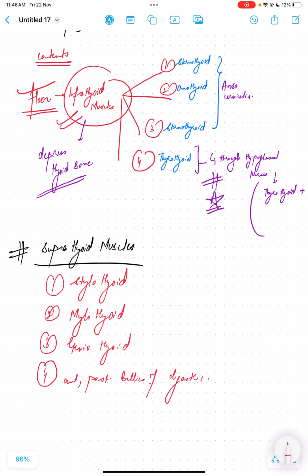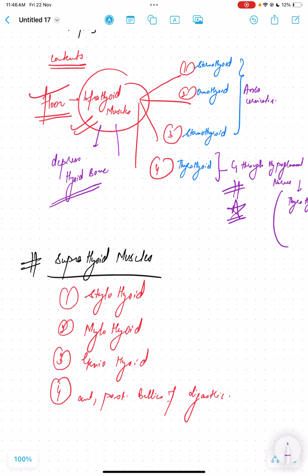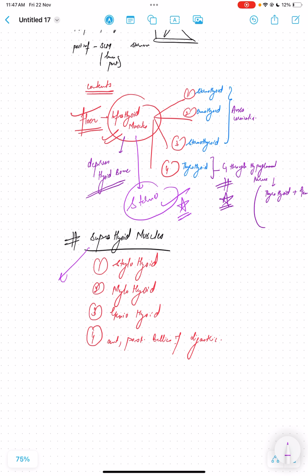What are the infrahyoid muscles? Basically they are sternohyoid, sternothyroid, omohyoid, and thyrohyoid. You should remember the word sterno there. While in the case of suprahyoid, we have stylohyoid, mylohyoid, geniohyoid, and the anterior and posterior bellies of digastric. In the case of infrahyoid, remember the word sterno. While in the case of suprahyoid muscles, you should remember the word stylo or hyoid at the end.